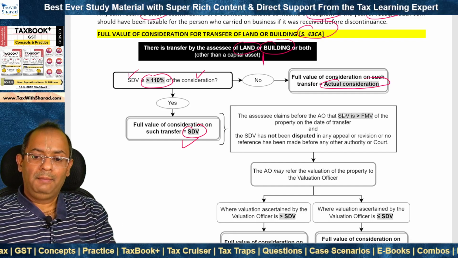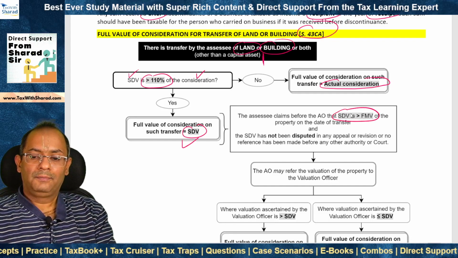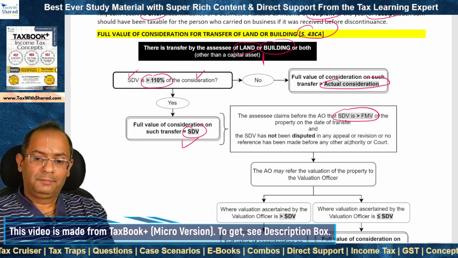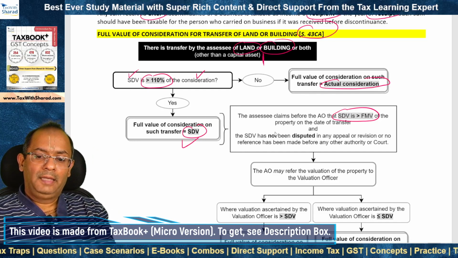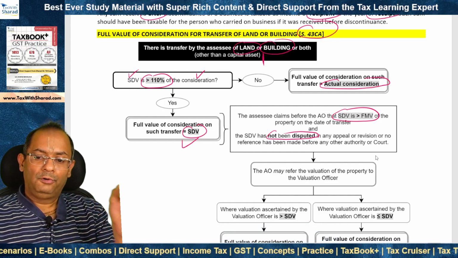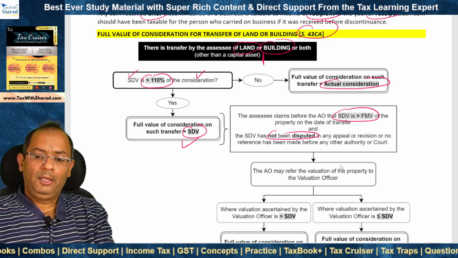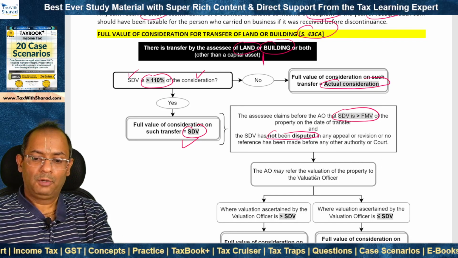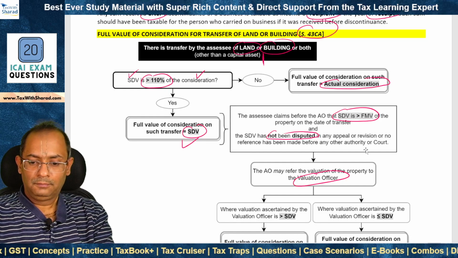Where the SSE claims that the SDV is even more than the FMV and that is unjustified, and the SDV has not been disputed by him in any appeal or forum, authority or court, then the assessing officer or AO may refer the valuation of the property to the valuation officer.